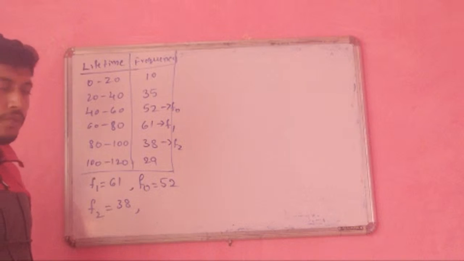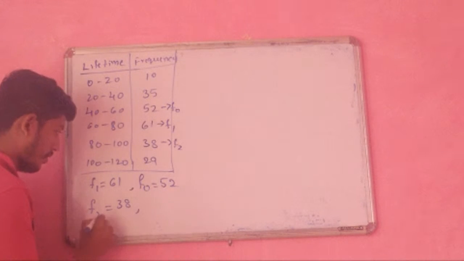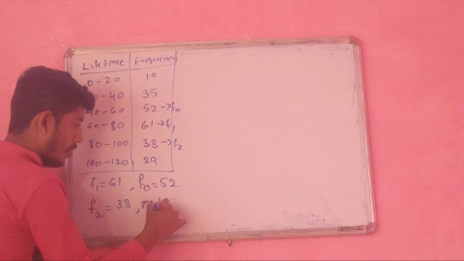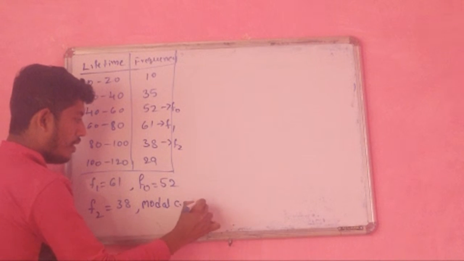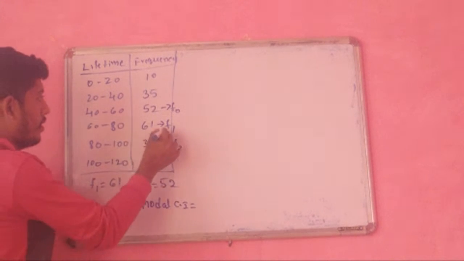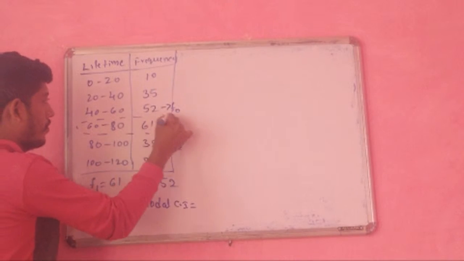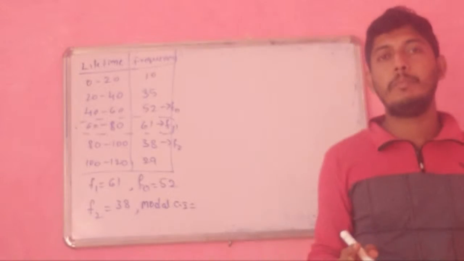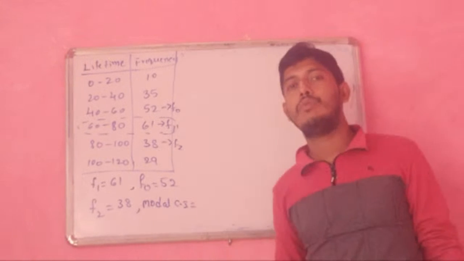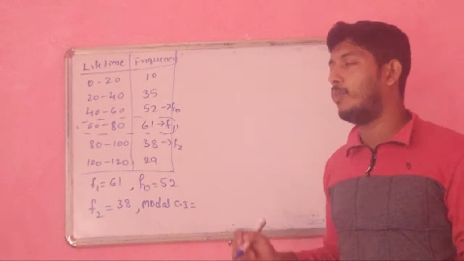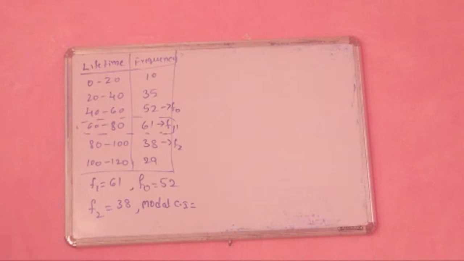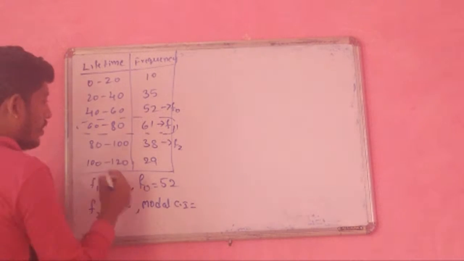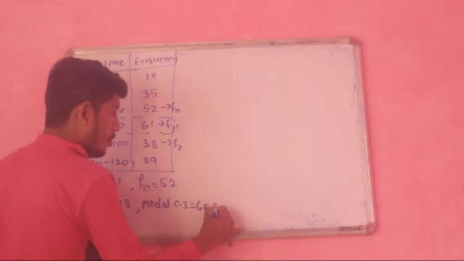Now, the modal class interval. The class interval which contains the maximum frequency, that class interval we have to consider as the modal class interval. So therefore your modal class interval is 60 to 80.